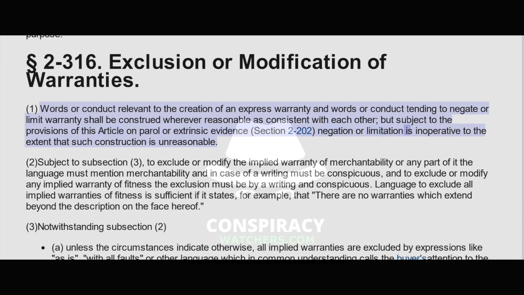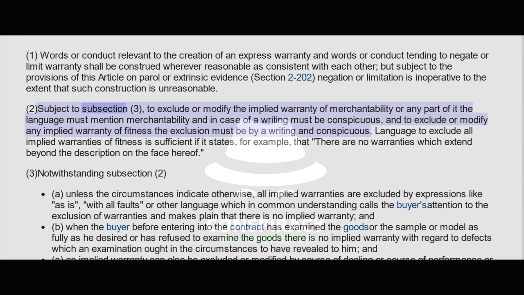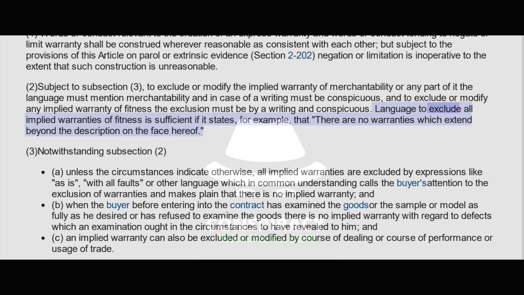Negation or limitation is inoperative to the extent that such construction is unreasonable. Subject to subsection, to exclude or modify the implied warranty of merchantability or any part of it, the language must mention merchantability and in case of a writing must be conspicuous, and to exclude or modify any implied warranty of fitness, the exclusion must be by a writing and conspicuous. Language to exclude all implied warranties of fitness is sufficient if it states, for example, that there are no warranties which extend beyond the description on the face hereof.